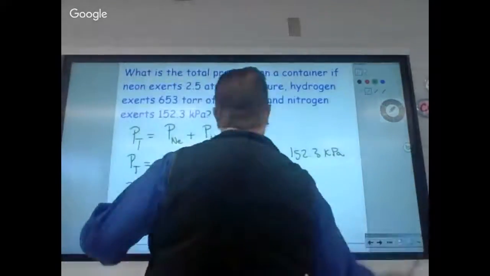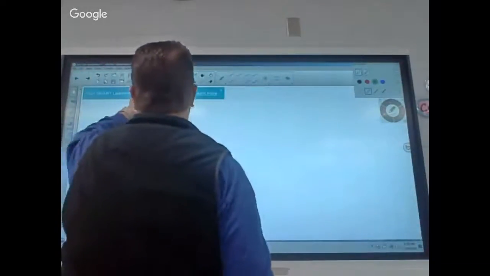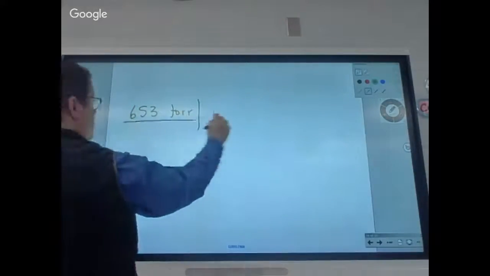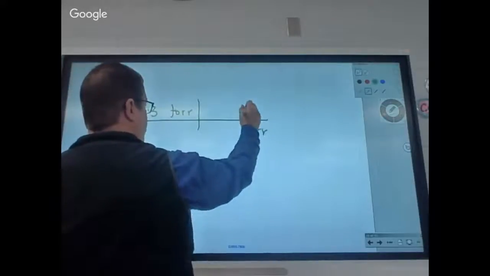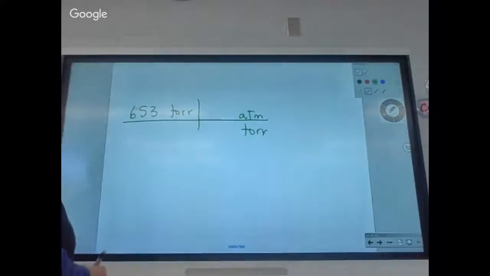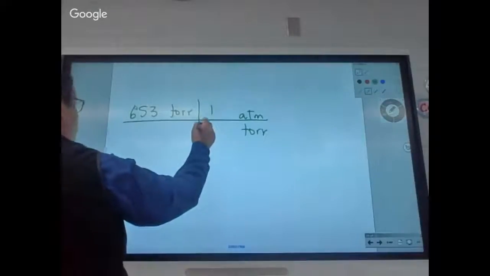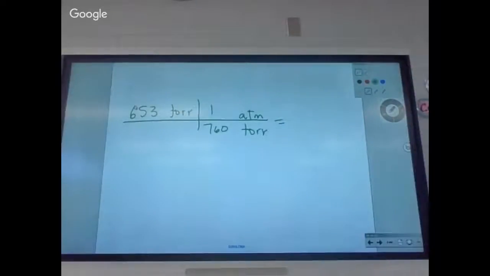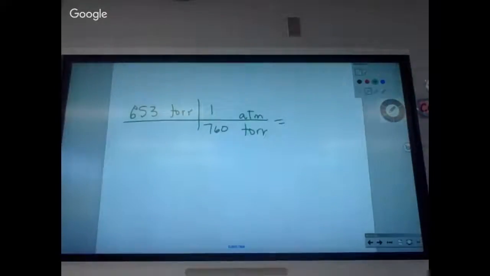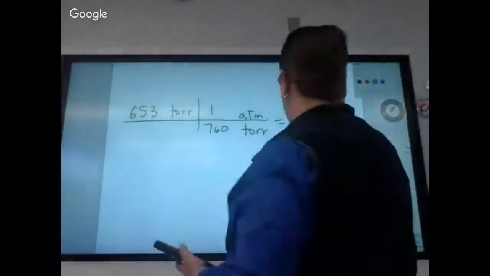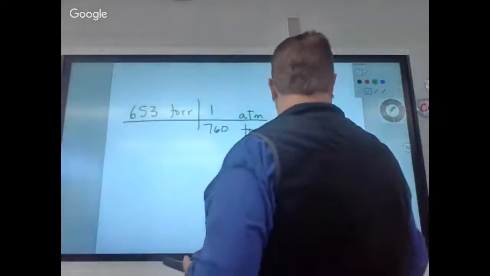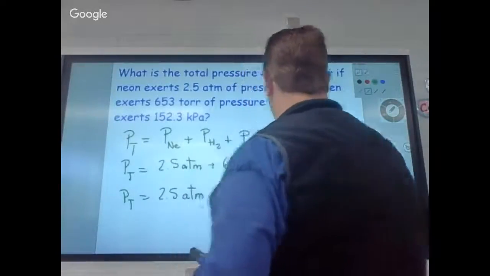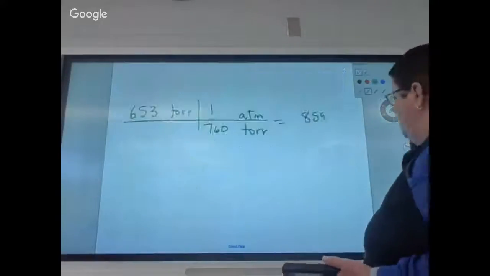So 653 torr. Torr to ATM. What goes beside ATM? Beside torr. If you still don't know how to do that, you might want to figure that out by tomorrow. 0.859. Okay? 0.859 atmospheres goes under the torr.